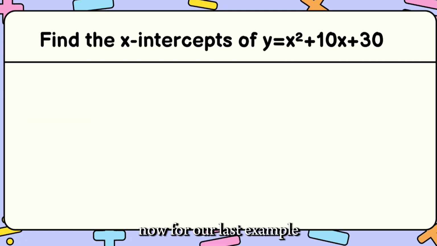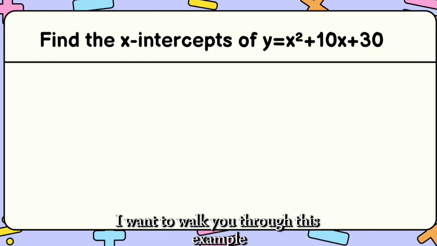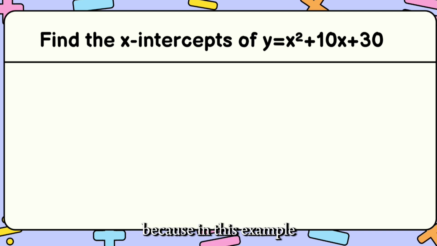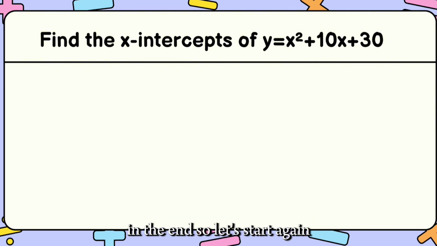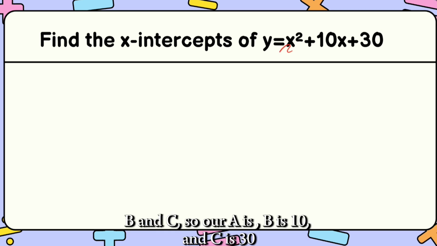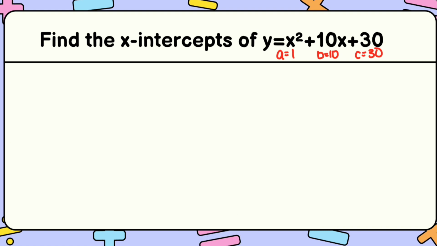Now, for our last example, I want to walk you through this one because in this example, we're going to see a different type of answer in the end. So let's start. Again, we want to begin by labeling a, b, and c. So our a is 1, our b is 10, our c is 30.